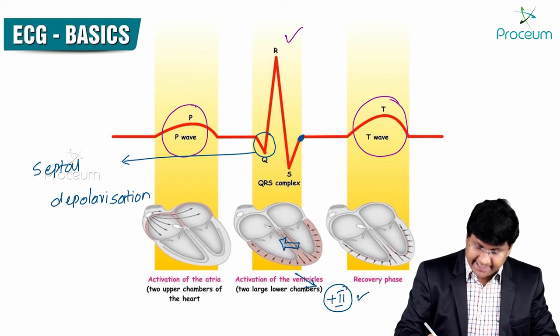And you take the T wave. The T wave is ventricular repolarization. Now, how will be the direction of ventricular repolarization? Remember, ventricular repolarization occurs from epicardium to endocardium. So when repolarization is occurring from epicardium to endocardium, this will be the direction of repolarization. And this is your electrode. So repolarization is moving away from the electrode.